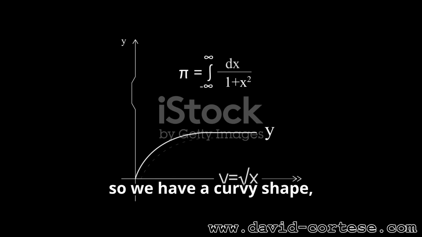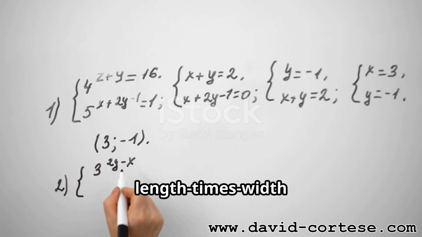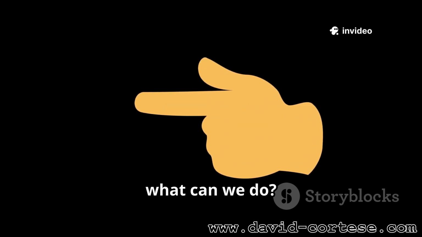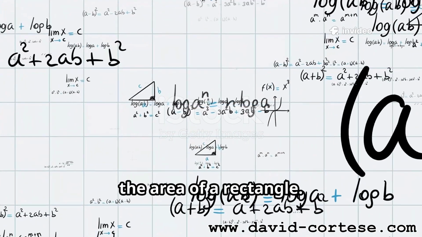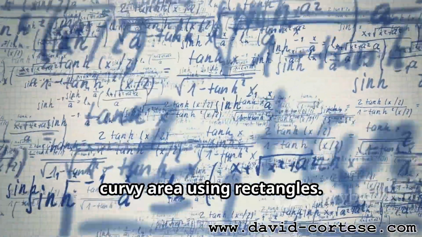Alright, so we have a curvy shape and we want to find its area. Our trusty length times width formula doesn't work directly. So, what can we do? We know how to find the area of a rectangle. So, let's try to approximate our curvy area using rectangles.